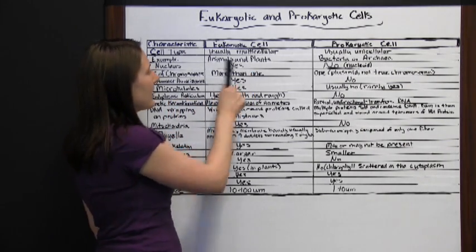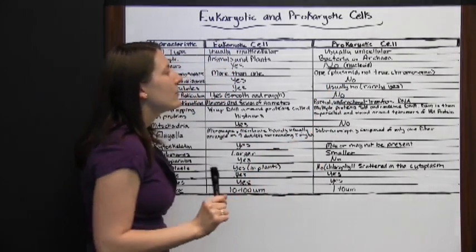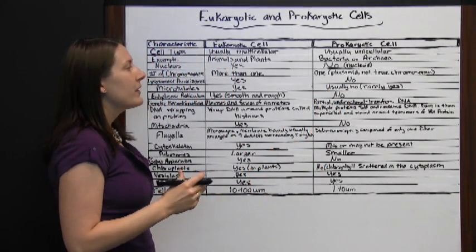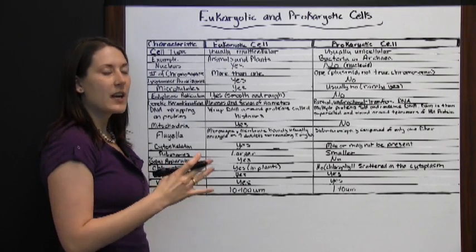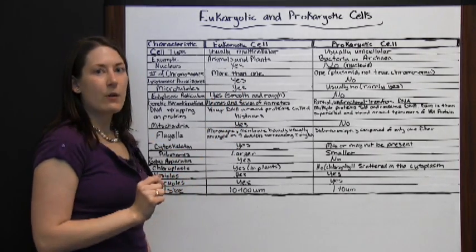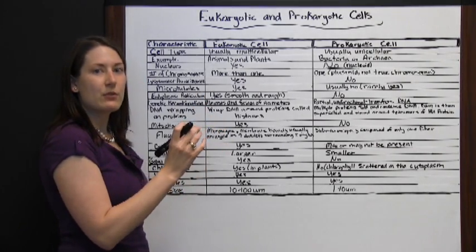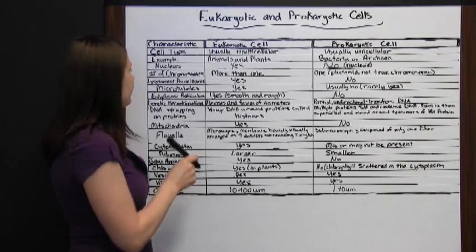Nucleus. Eukaryotic cells have a nucleus, and prokaryotic cells do not. They do have a nucleoid, which has nuclear material just floating in the cytoplasm, whereas the eukaryotic cell has a cell membrane and a nuclear membrane that keeps the nucleus separate from the rest of the cell.